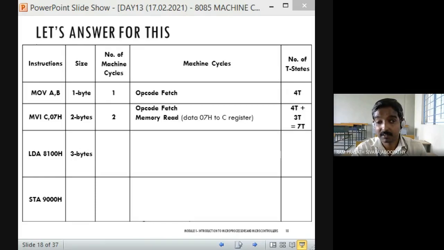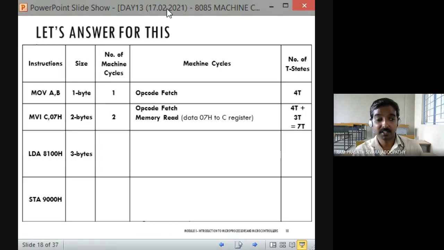Correct? So the first cycle is definitely opcode fetch. Correct? What should the second cycle do? The lower byte of the address has to be read. In the third cycle, the higher byte of the address has to be read. Correct? Anthony Surya, 3 machine cycles are correct? LDA opcode fetched, lower byte taken, higher byte taken. Very good Shivakumar, very good Danya.